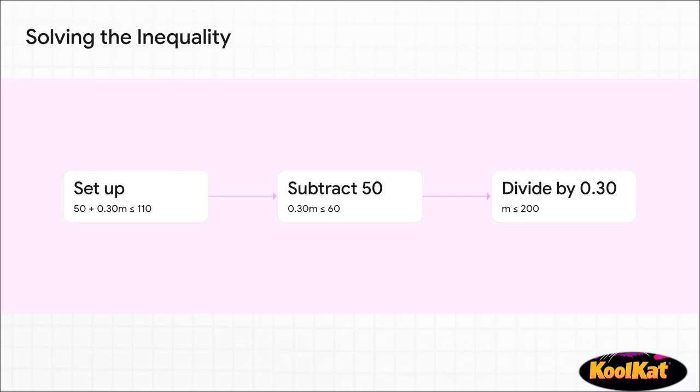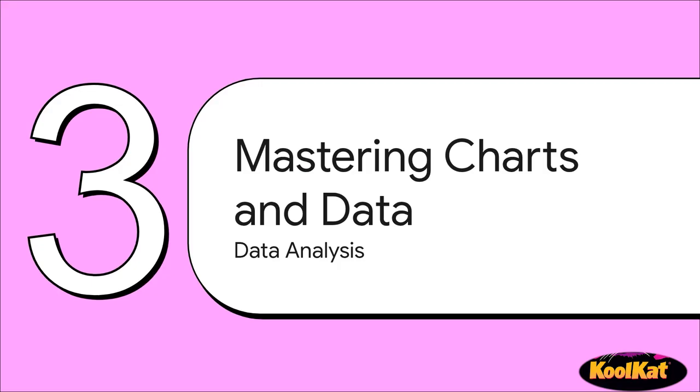So first step, subtract that $50 fee right off the top of your budget. That leaves you with $60. Now just divide that $60 by the 30 cent per mile cost. You get 200. The maximum you can drive is 200 miles. Answer C.